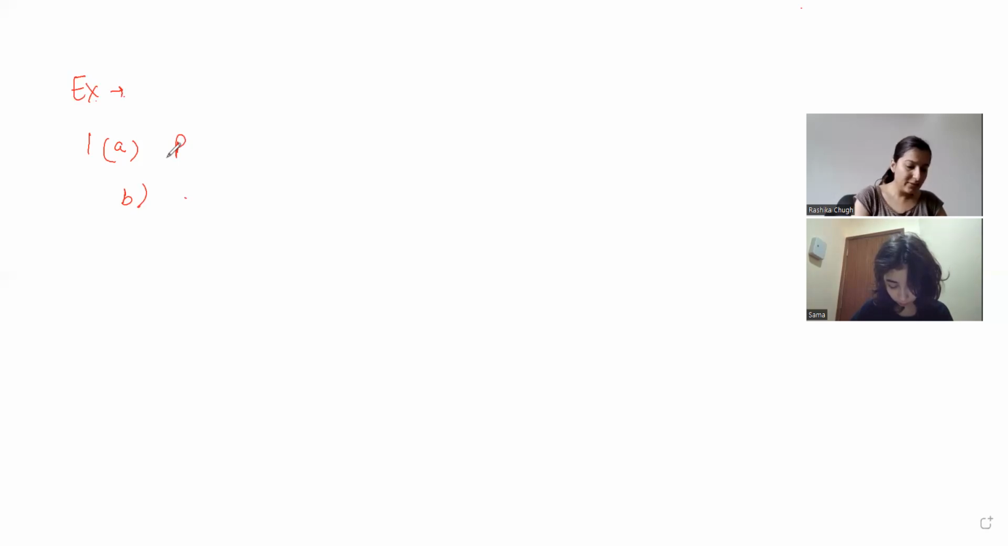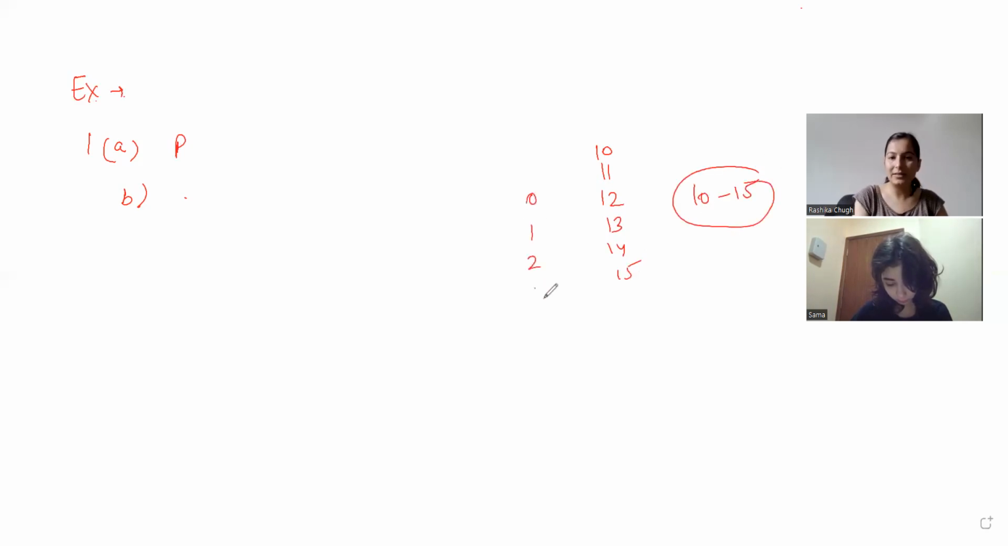Is this data discrete or continuous? How can it be continuous? Continuous doesn't mean it has to be 1, 2, 3. Can we make a group, like 10, 11, 12, 13, 14, 15, from which we can make a group of 10 to 15? No, right? It's simply 0, 1, 2, and 3. The values are different, so that is discrete. Okay?